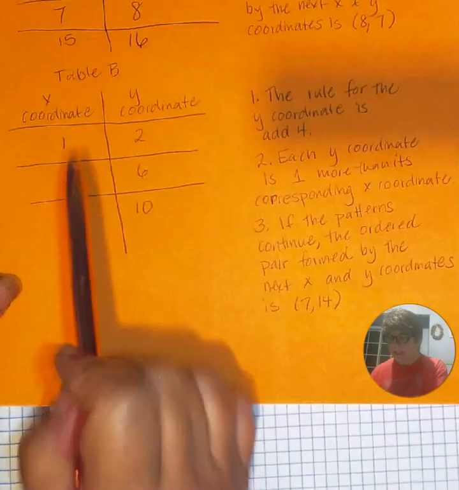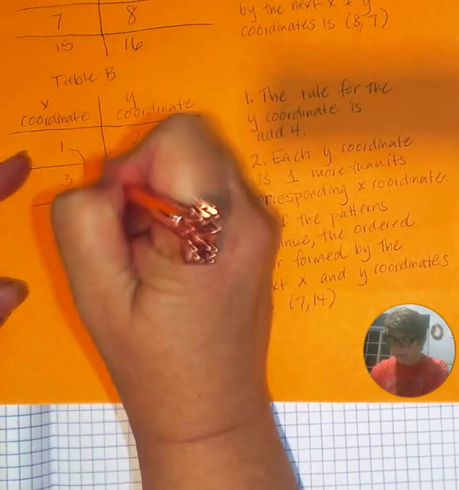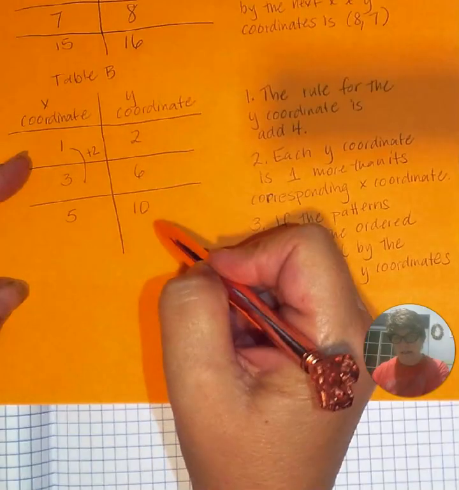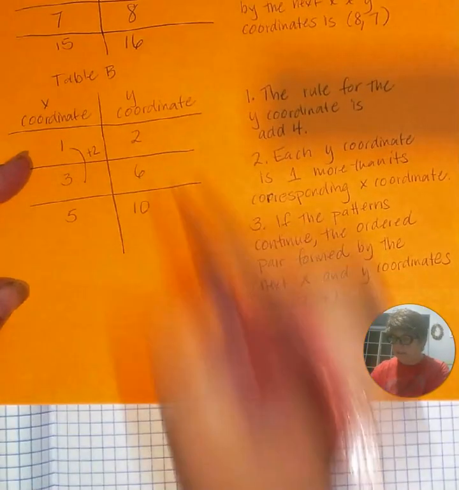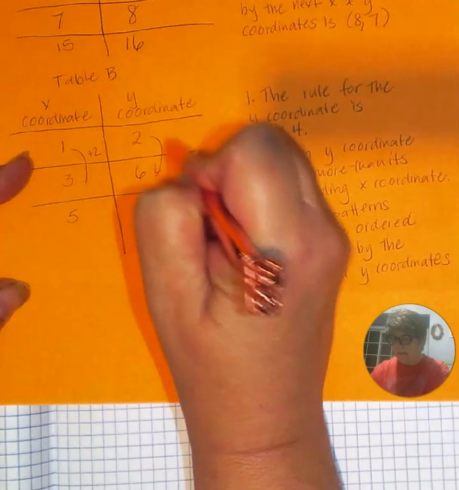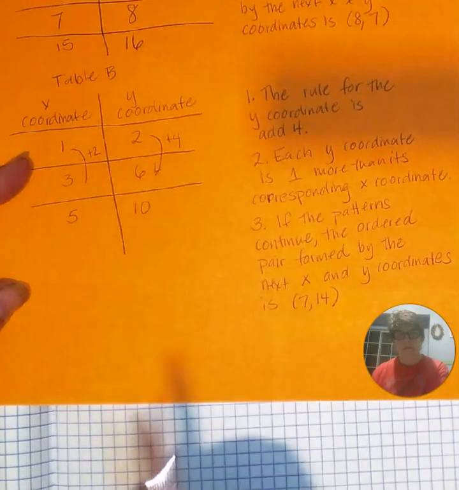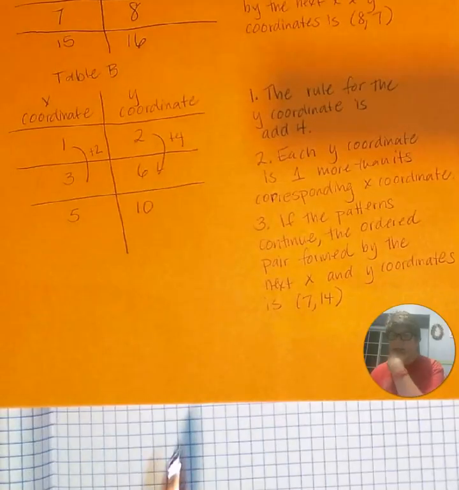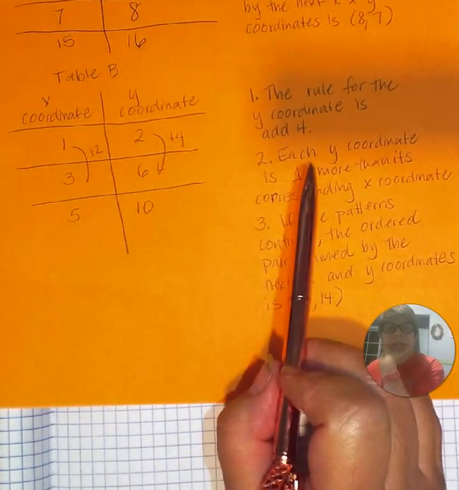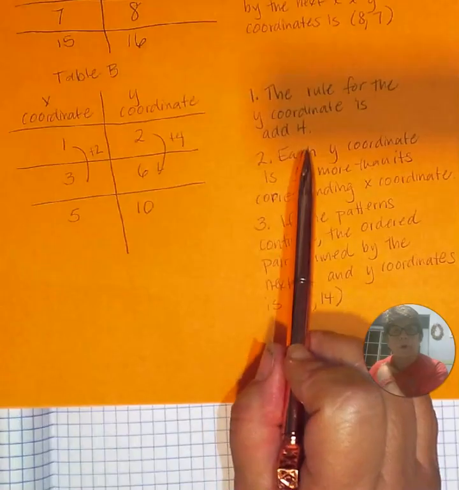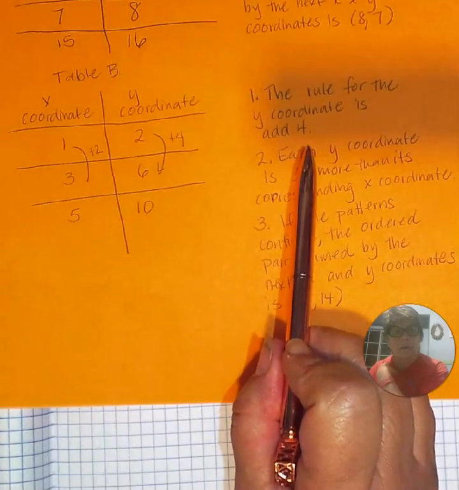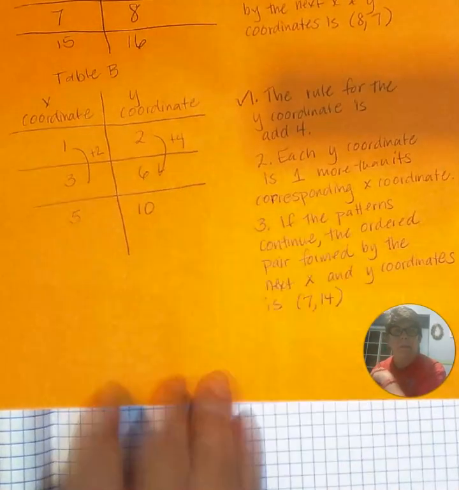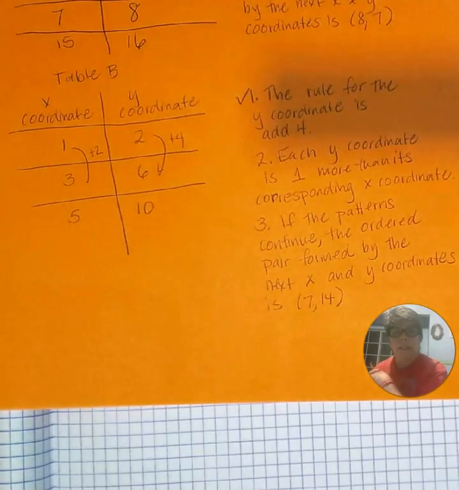Okay, table B, 1, 3, 5. So we're adding 2, right? And 2, 6, 10. Oh, this one's a little bit different. We're adding 4. Okay, so here we're adding 2, and here we're adding 4. So let's look at our two truths and a lie. The rule for the y coordinate is add 4. Yes, that is correct. We just said it, right? Add 4.